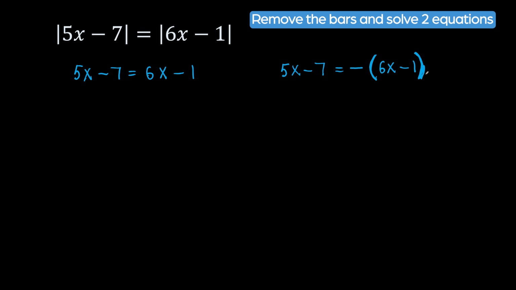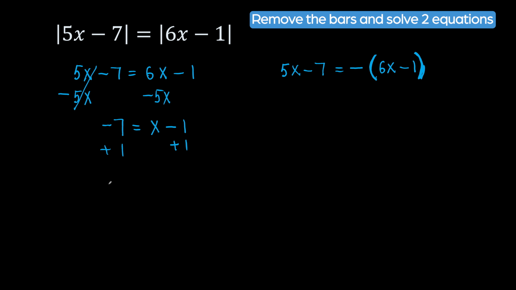Very good, very good. Now let's solve these equations. Solve however you're comfortable with. I'm going to have x on the right side, so I'm going to subtract 5x from both sides. 5x minus 5x will give me 0. On the left, I will have negative 7 is equal to 6x minus 5x is 1x, or just x, minus 1. Adding 1 to both sides.